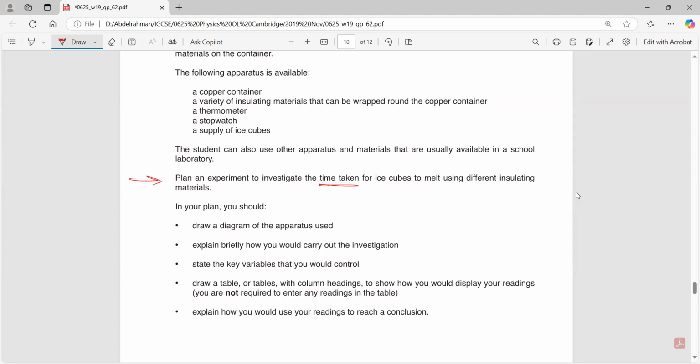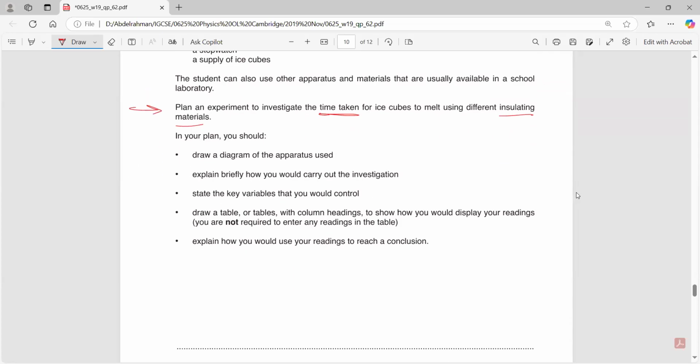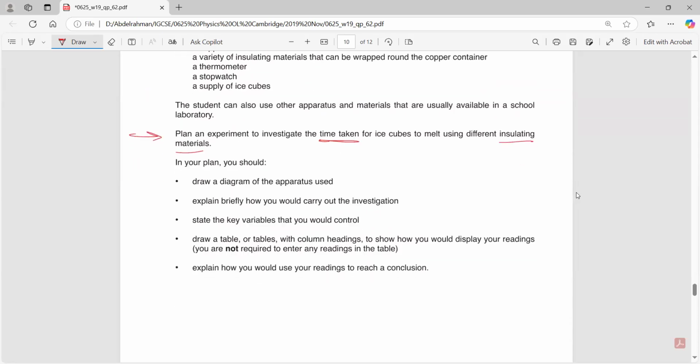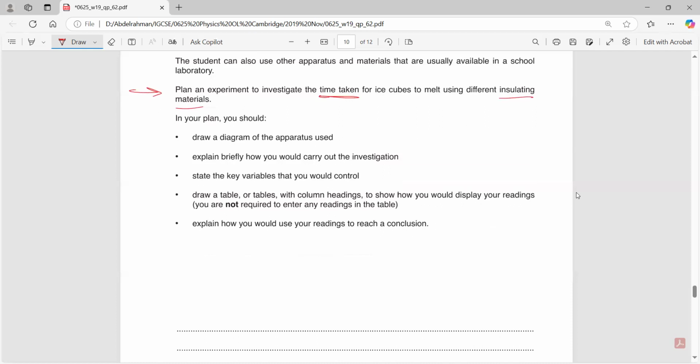Based on the input. What's the thing you're changing? Insulating materials. What is the independent variable? What is the thing that I am changing? The insulating materials wrapped around the container. Okay? Draw a diagram of the apparatus used. So how can I draw a diagram of this apparatus? All you need to say is you have the copper container. So let's draw it. This is the copper container.